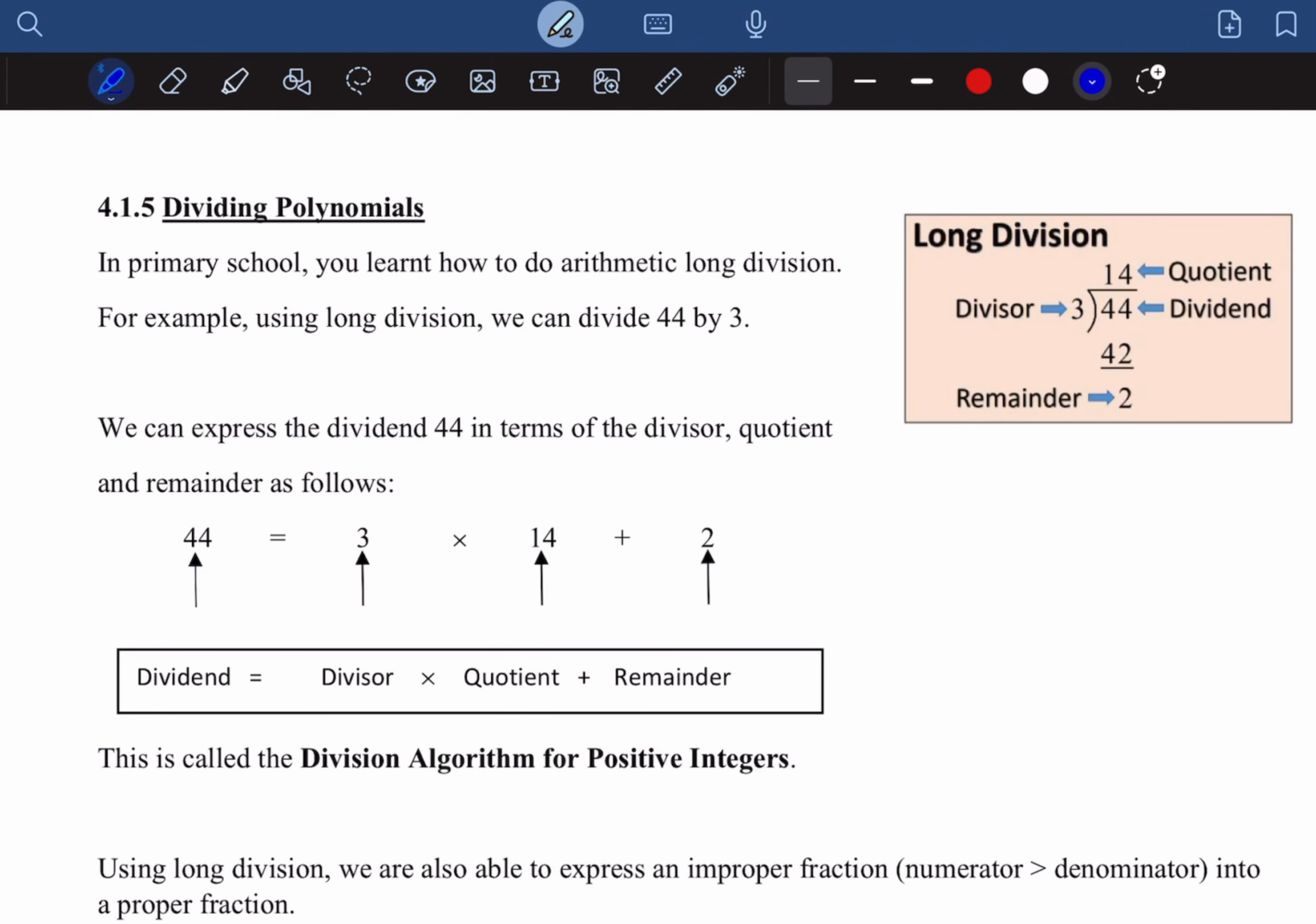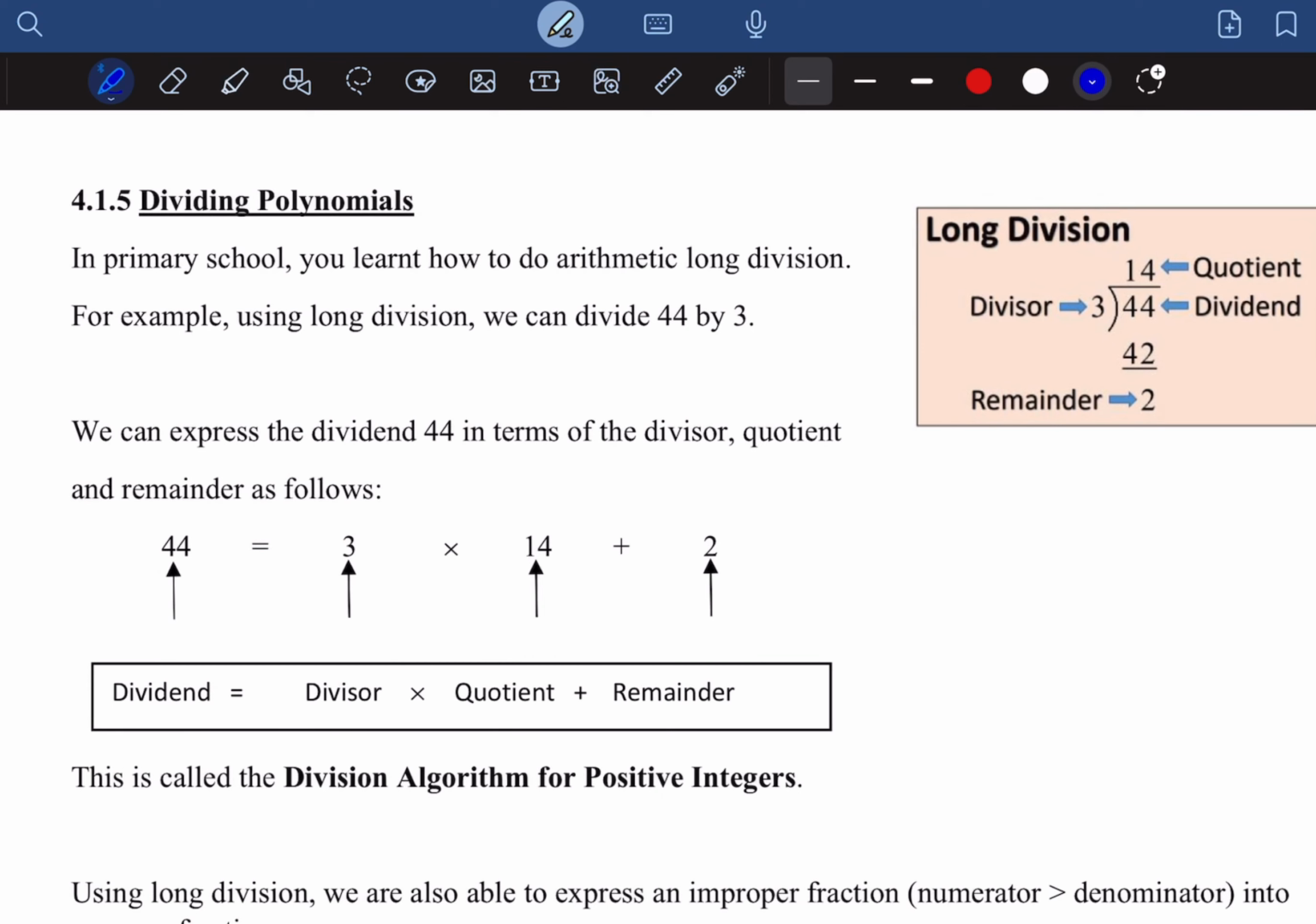Hi people, this session is on dividing polynomials, or what we call performing long division in polynomials. Just a recap, in primary school when we perform long division for numbers, for example 44 divided by 3, 44 is the dividend, 3 is the divisor. After you perform long division, 14 is the quotient and the remainder is 2.